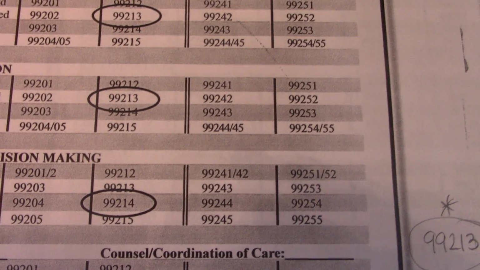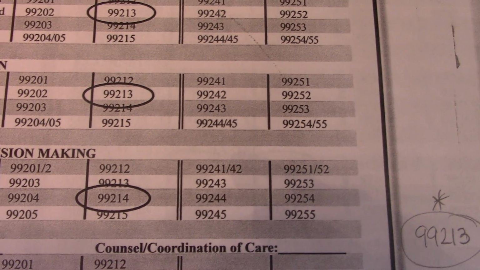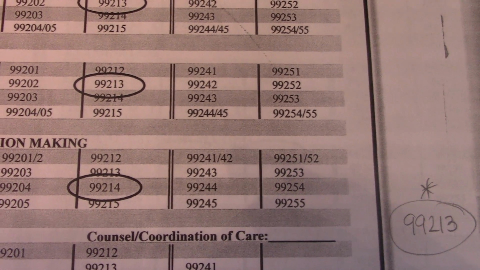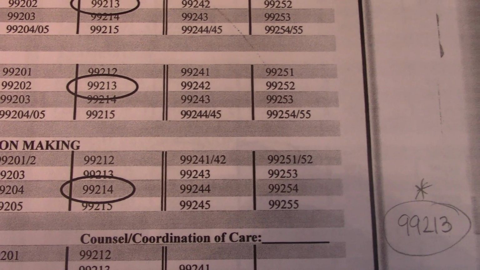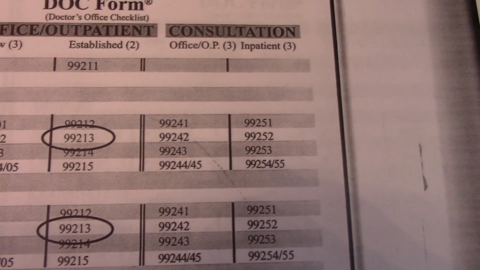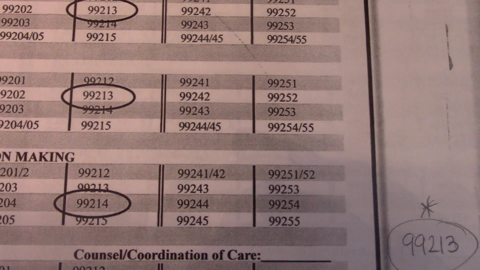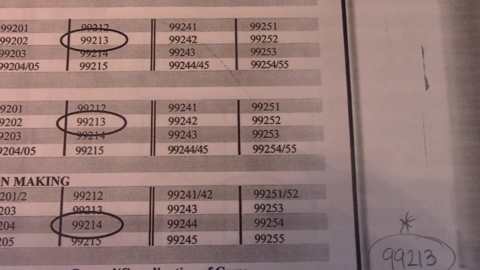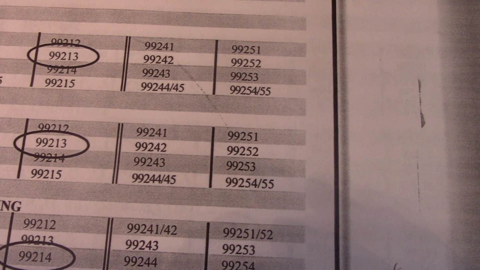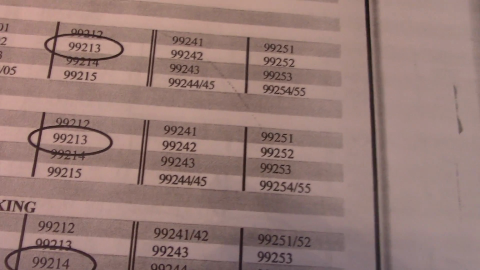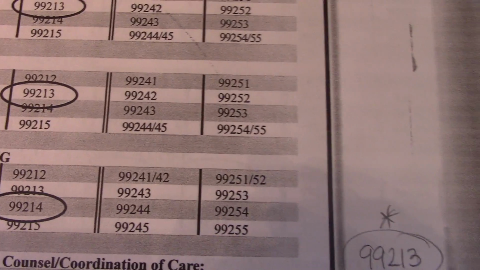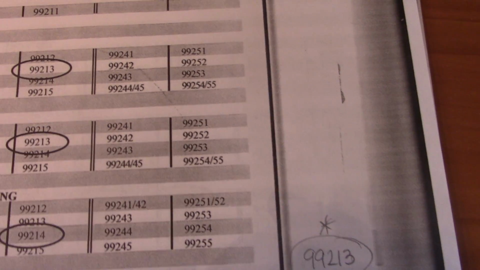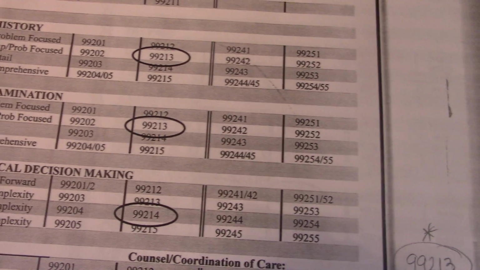Either you have to exceed the key components or meet it. So in this case, 99213 would be the final code. Because 213, 213, 214, you only need to meet it 2 out of the 3 times or exceed it. There are many systems available for choosing the appropriate E&M code. This is just one that helped me grasp this concept.